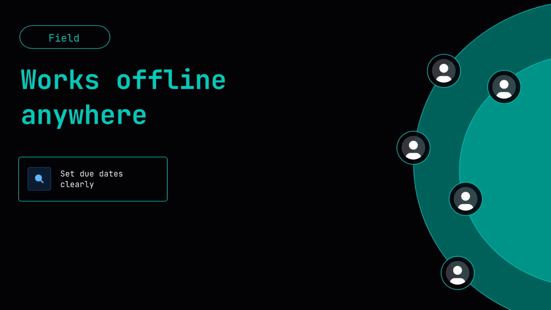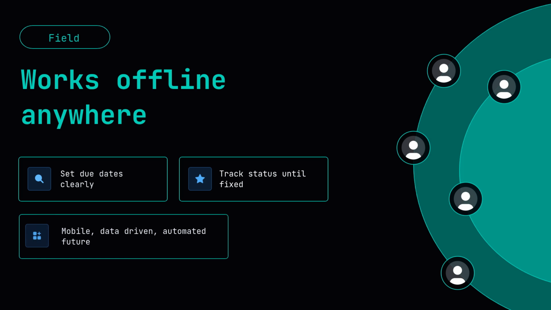Teams can assign actions, set due dates, add owners, and track status so issues are fixed, not just reported. The future described here is more mobile, more data-driven, and more automated, with smarter checklists, real-time reports, AI support, and trend dashboards.